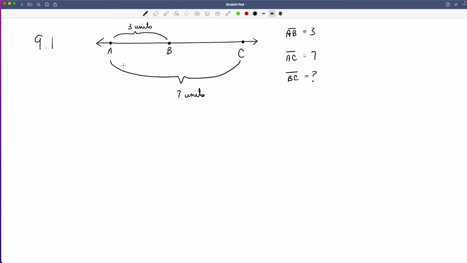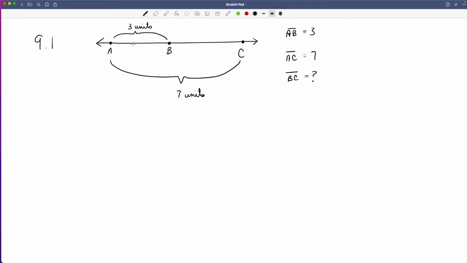Here is the problem. We have a line, and we have 3 points, A, B, and C on the line. And we are told that line segment AB is 3 units long. So from here to here is 3 units. And then we are told that line segment AC, from A all the way to C, is 7 units. So what we need to find out is how long is BC? How long is line segment BC?